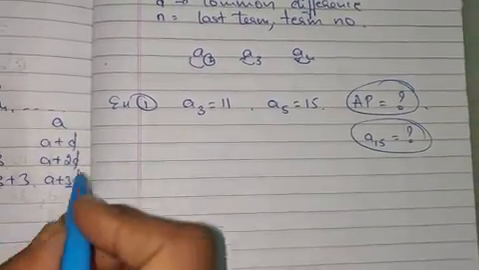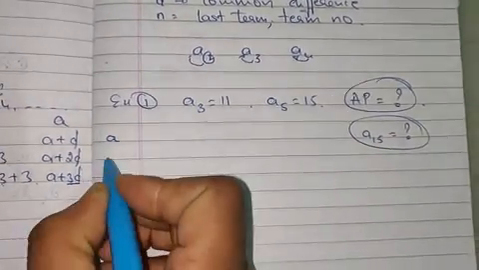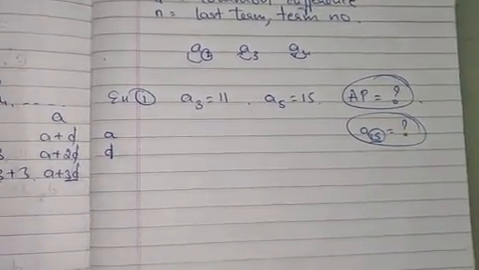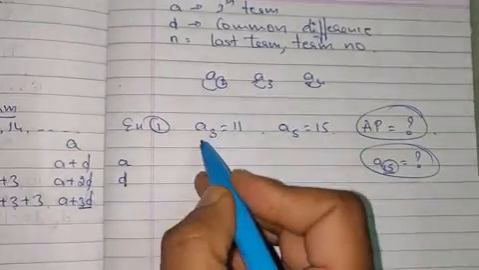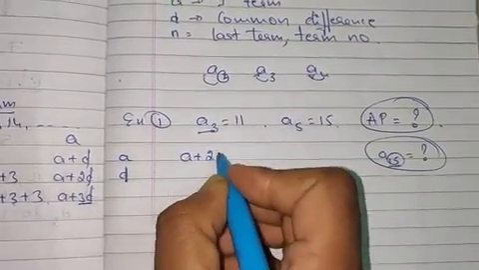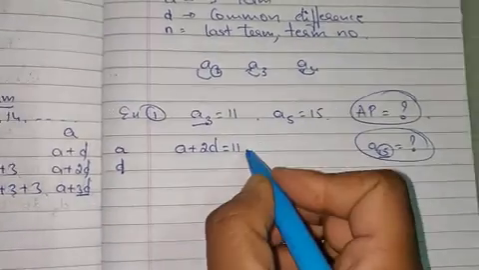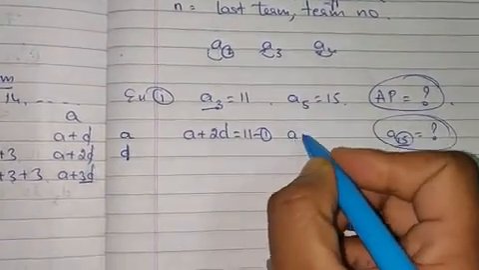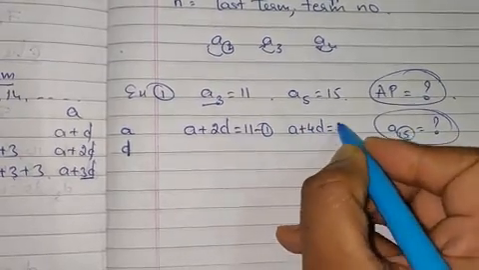First, what do we have to find? We have to find a. We have to find d. n, anyway, here we will get the value of n. So a3, what is the general form of a3? a plus 2d is equal to 11. So let this be equation 1. How do we write a5? a5 can be written as a plus 4d is equal to 15.